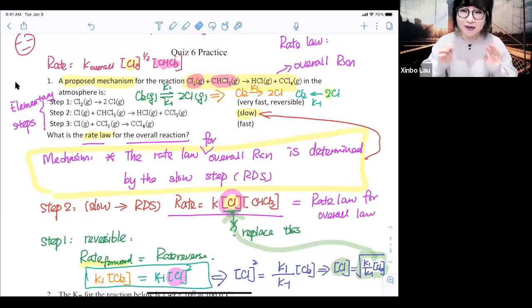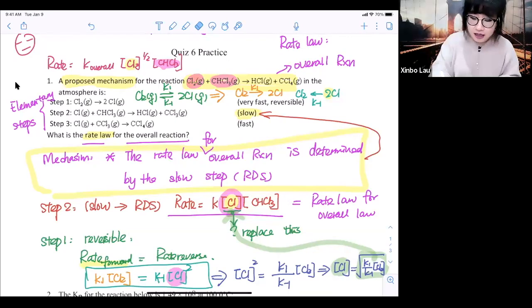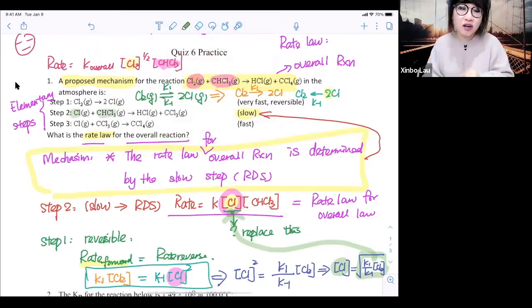Okay, but anyway, back over here. For the elementary step, you just need to see how many molecules are there on the reactant side. That's how simply you're going to decide the molecularity. Then over here, the rate determining step is the slow step, and that's bimolecular.